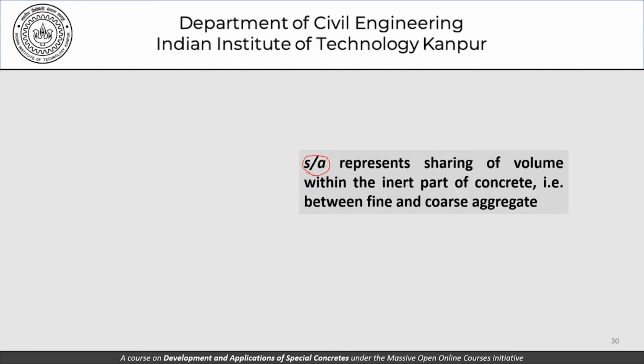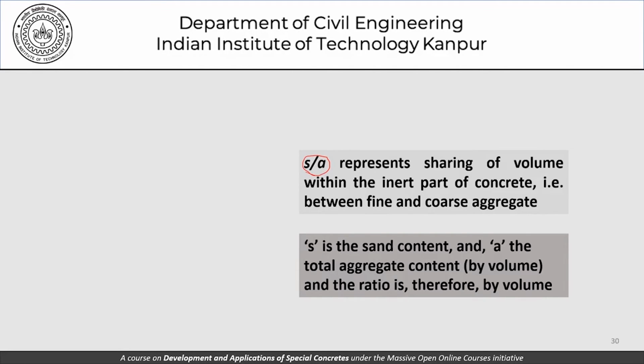S by A represents the sharing of volume within the inert part of concrete, that is between fine and coarse aggregates. Now in this case, S represents the sand content and A the total aggregate content by volume, and therefore the ratio, that is S by A, is by volume. This is against water cement ratio, which is by mass. S by A is by volume. That is what we will follow as far as our discussion is concerned.